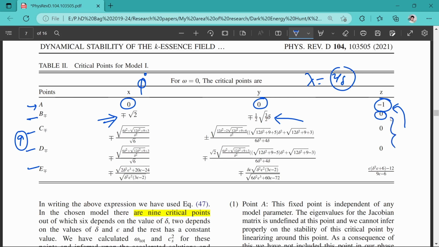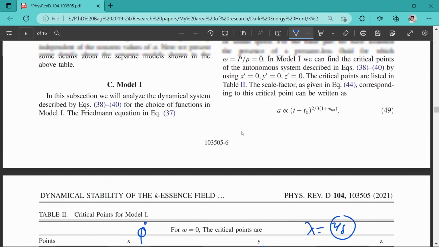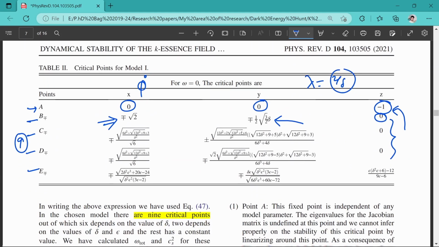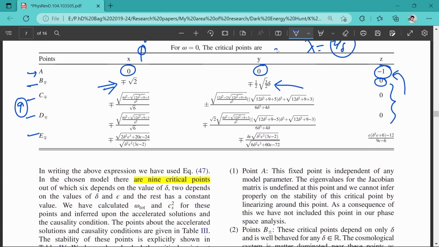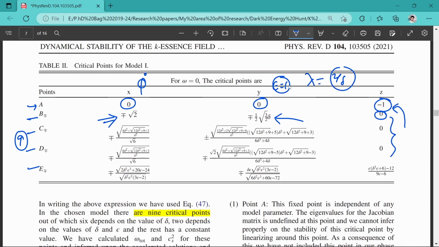So in a lot of cases z will always remain 0, and we are talking about model 1, in which all the points have been evaluated for epsilon equal to 1. So it has been done for the general epsilon. Now you can see the different contributions of critical points.